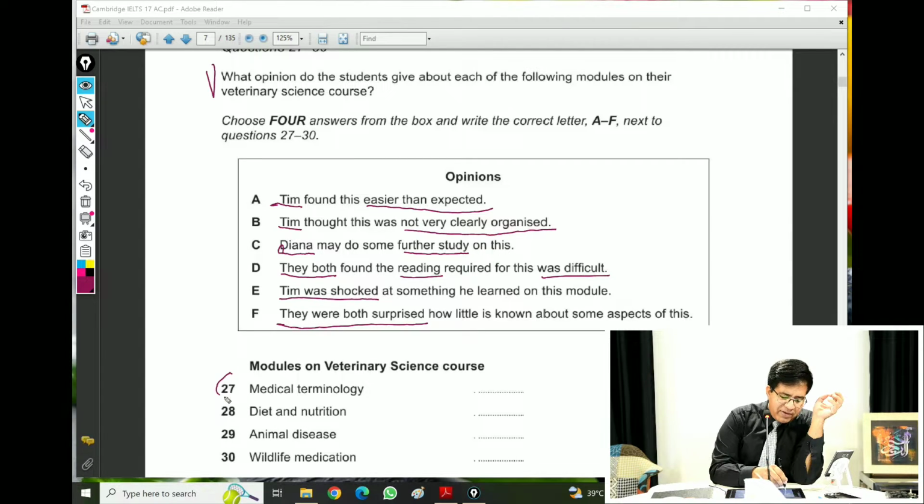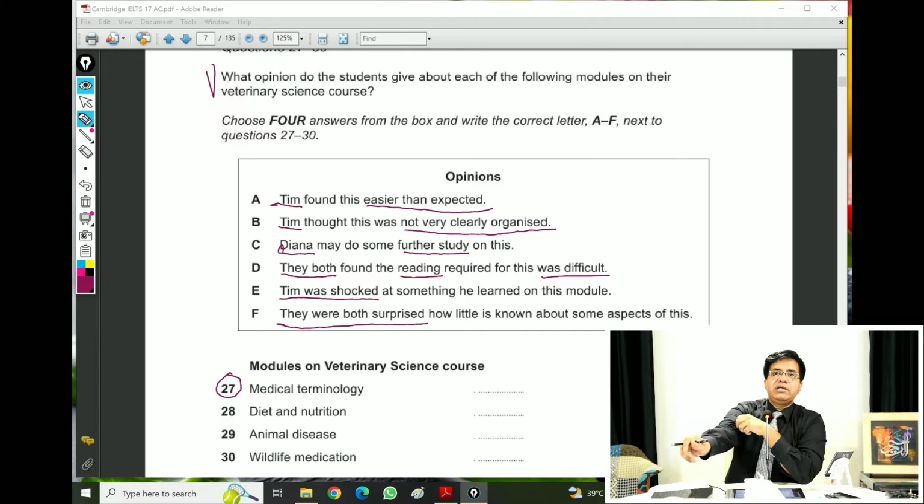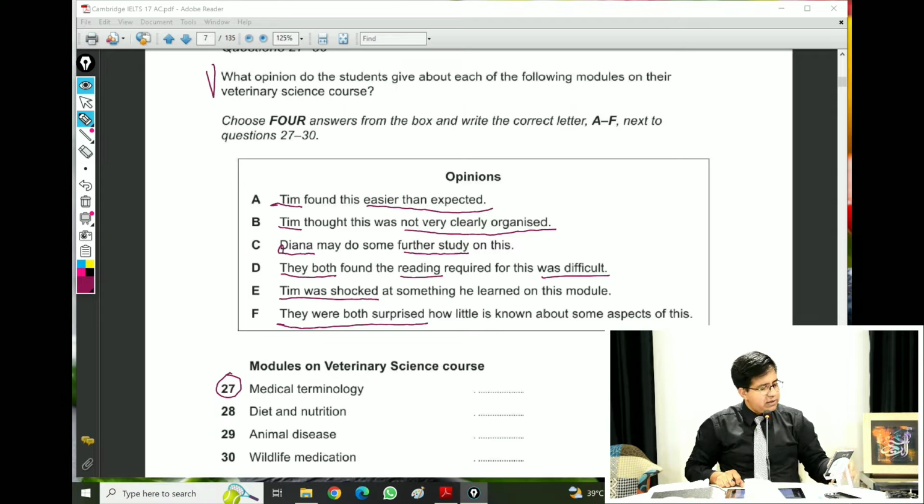Now question number 27, medical terminology. Let's see, the answer is going to be A, B, C, D, E, F. Let's start.